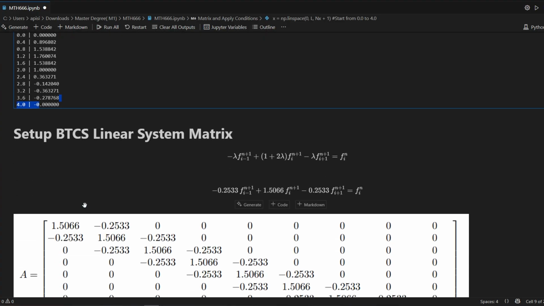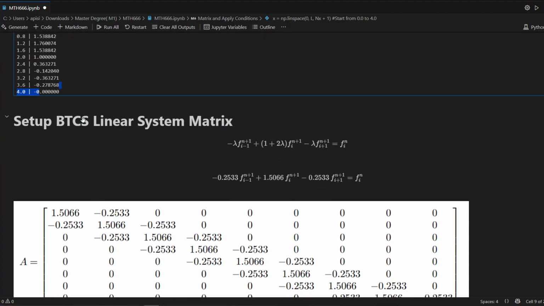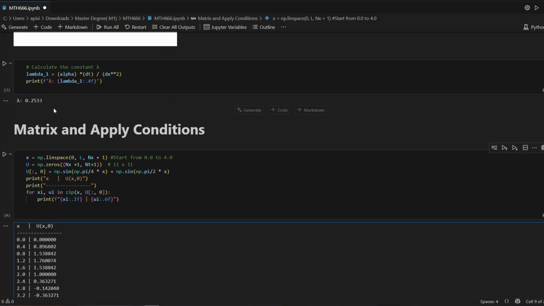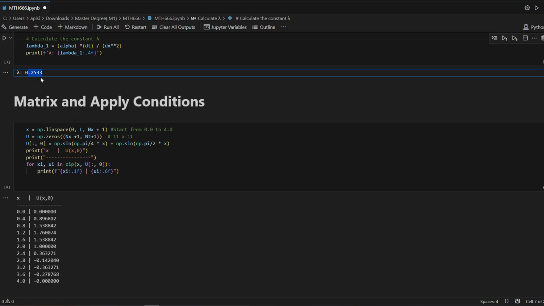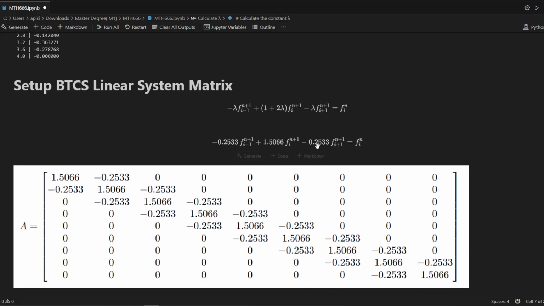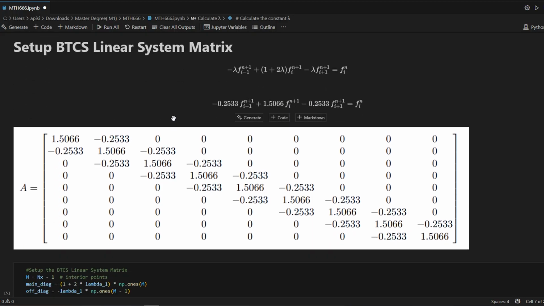Okay, and next we need to set up the backward time center space linear system matrix. We already know this equation, and we have calculated the lambda from before. We know lambda is 0.2533, and we substitute it into the equation. We will get minus 0.2533 and 1.5066 for its terms, right? And then at time 0.1, n equals 1, we will get this matrix.